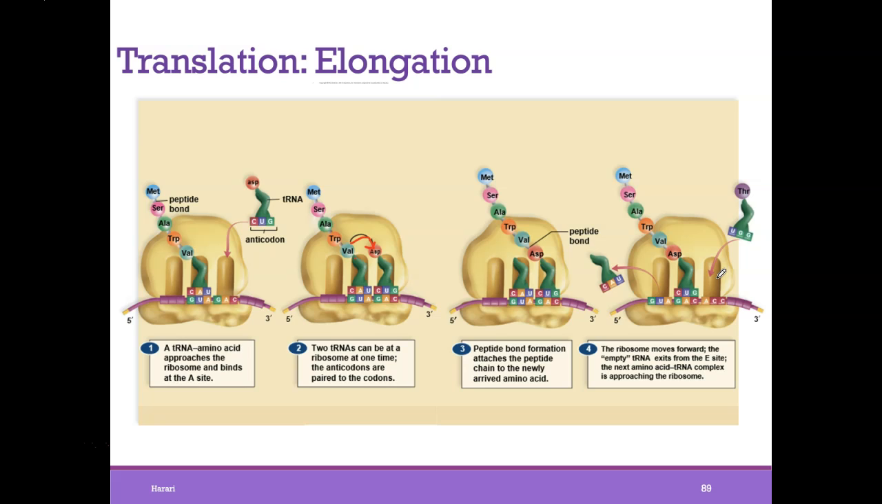Again, it's a very visual process that usually has to be watched in an animation before it clicks. But pause here and make sure that this makes sense at least a little bit before you move forward.